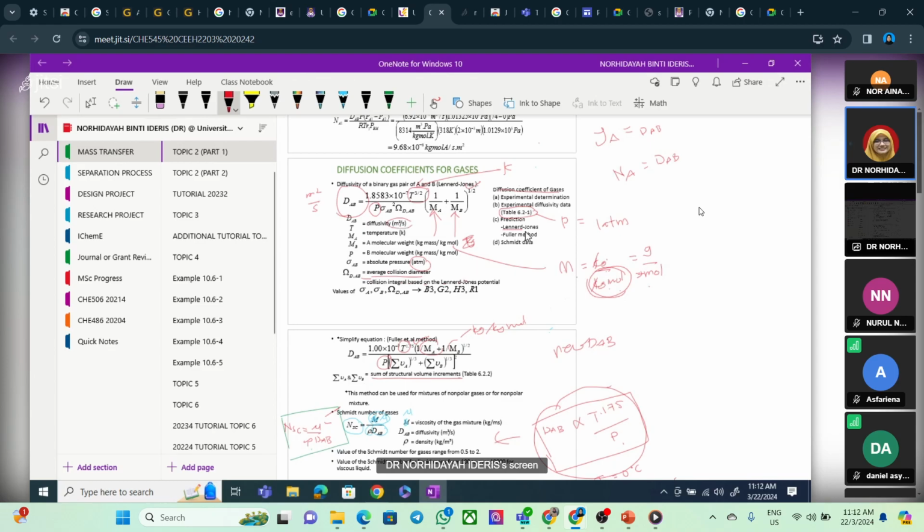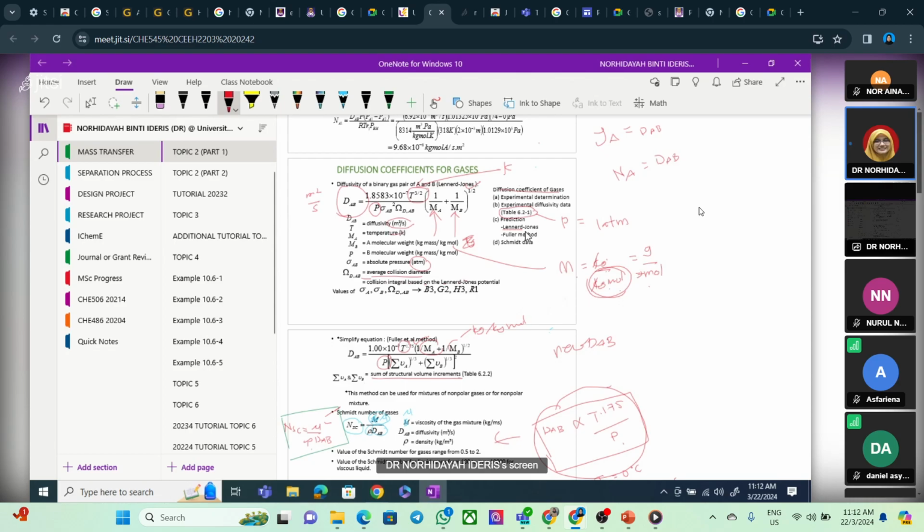So what happens is that we know that the DAB, the final unit is in meter square per second. However, in this case, when we put the value of the temperature in Kelvin, pressure in apa? Tak cakap kat sini. In ATM, right? Molecular weight in kilogram over kilogram mole, you cannot get the final unit of meter square per second. Alright, so perhaps that has to do with the average collision diameter and collision integral based on the Leonard Jones potential here. So if you were to use this Leonard Jones, make sure that you are putting the right value with the right unit.